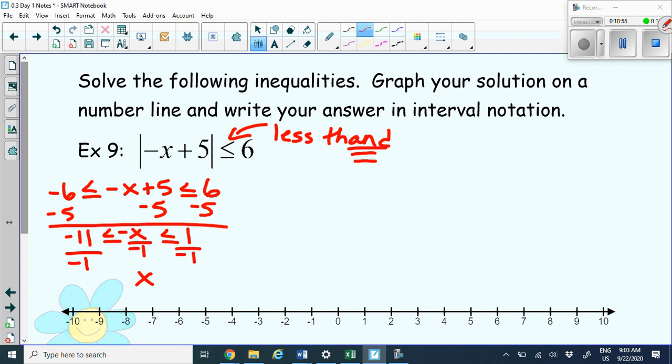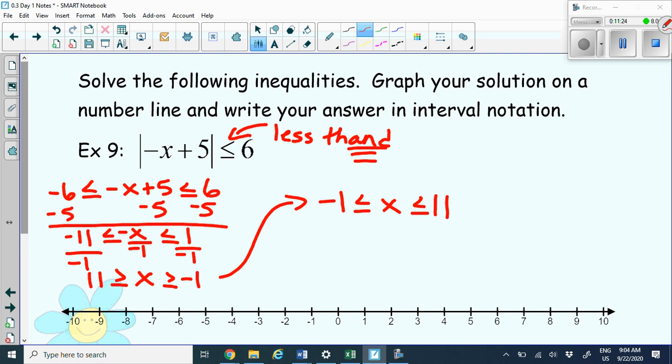So the less than, I changed that. So I now have 11 is greater than or equal to x, and then I have x is greater than or equal to -1. Okay? So don't forget, anytime you multiply or divide by a negative, flip those signs. I'm going to rewrite this so that my smaller number is on the left-hand side. I just like the aesthetic of that. So it really just shows now that x has to be in between -1 and 11.